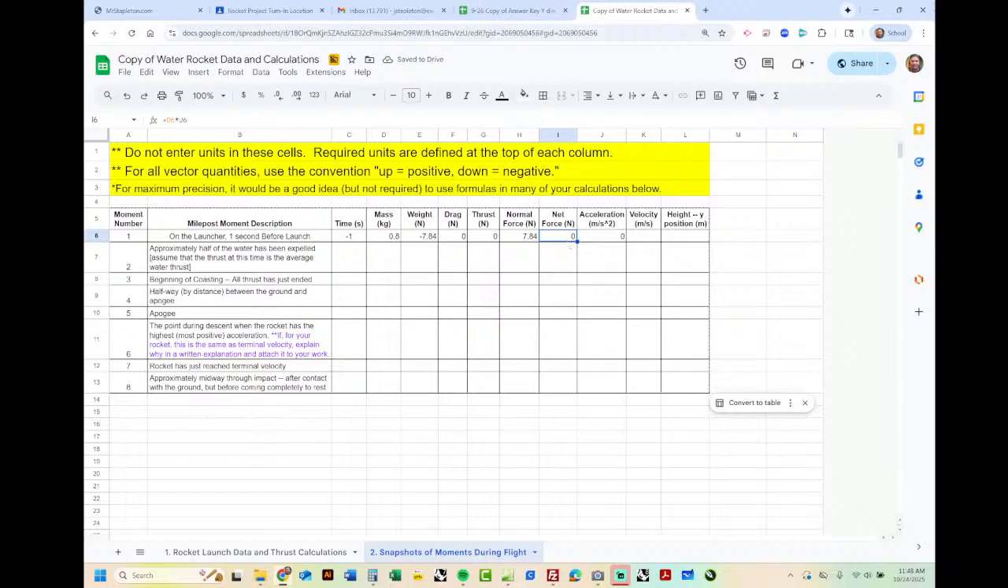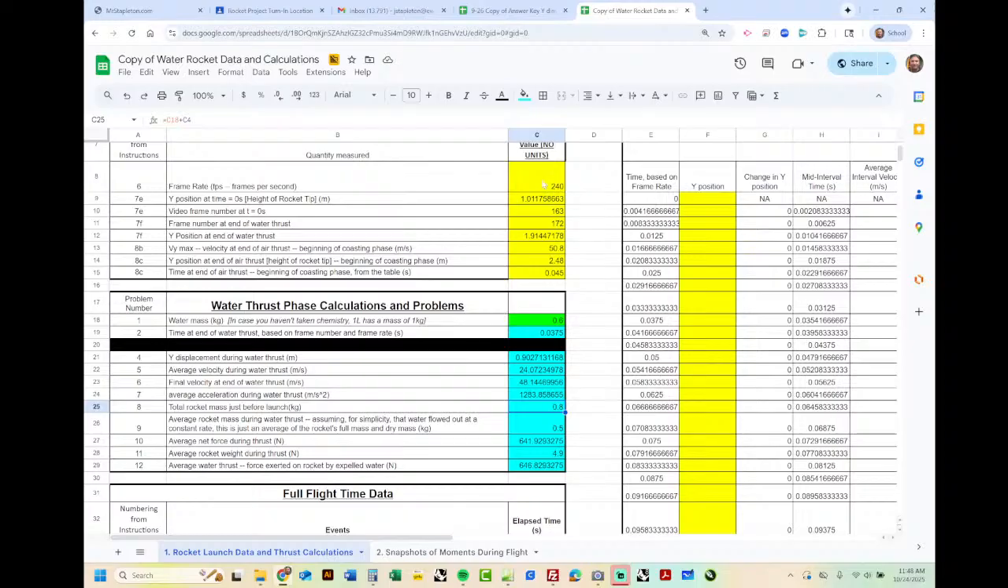I'm going to put in a little formula to check and see if my net force is right. So what I should be able to do is click on this, plus this, and I get 0. So it's all good. The velocity, it hasn't started moving yet. The height is not 0. Let me go back to here. The height is the y position at time 0 right there.